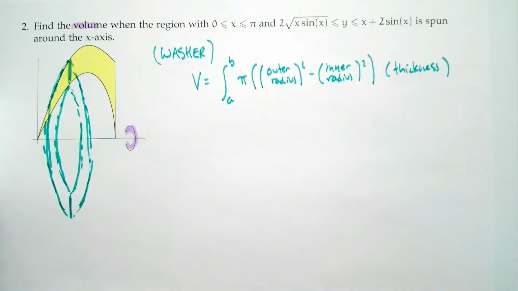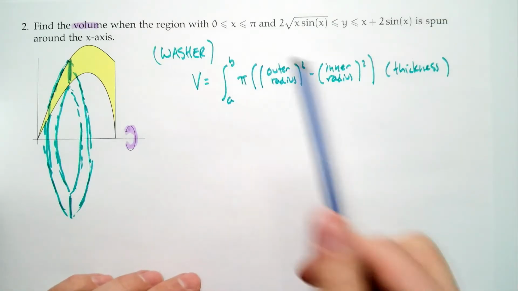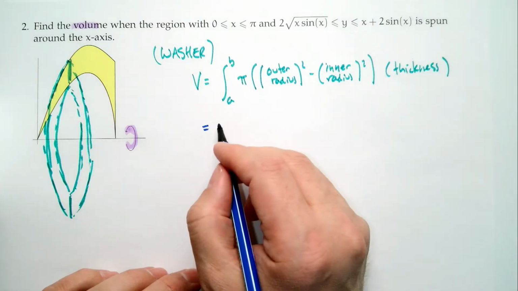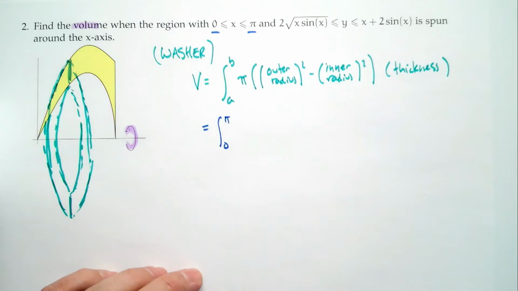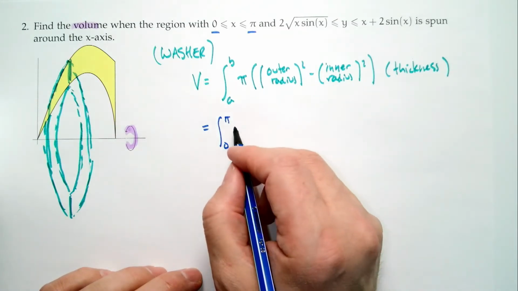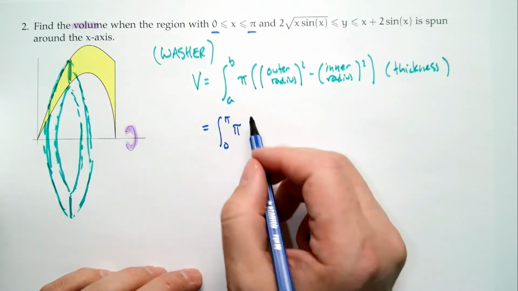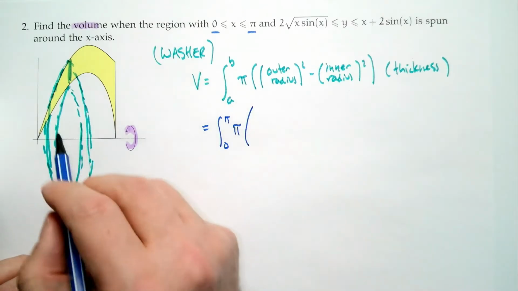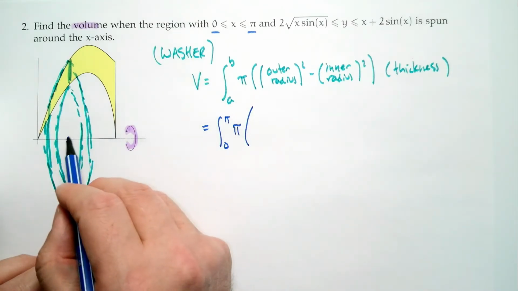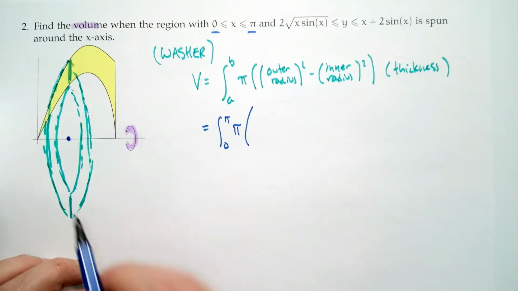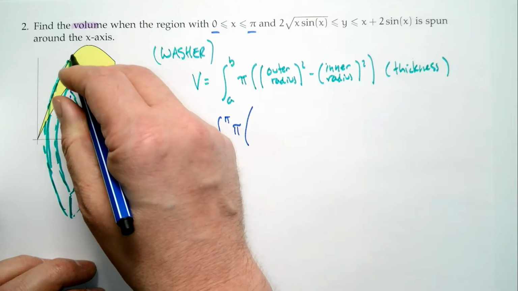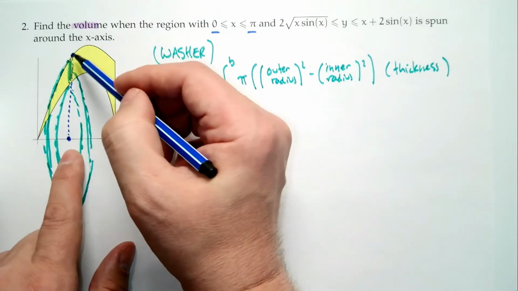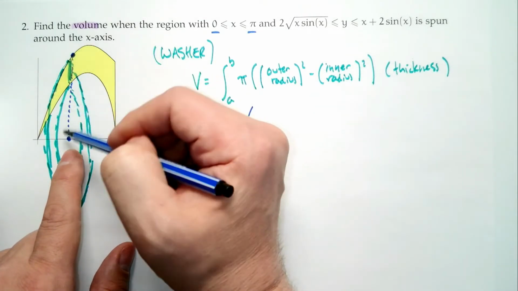So now let's work through our pieces. So for our case, what are a and b? 0 and pi. Because the problem told us 0 and pi. Now the pi becomes pi. The outer radius. Well, what you do is you figure out where you're spinning around. In this case, we're spinning around the x-axis. And what we do is we go up to the furthest curve out. That's the outer radius. So which curve is the one that's further out?